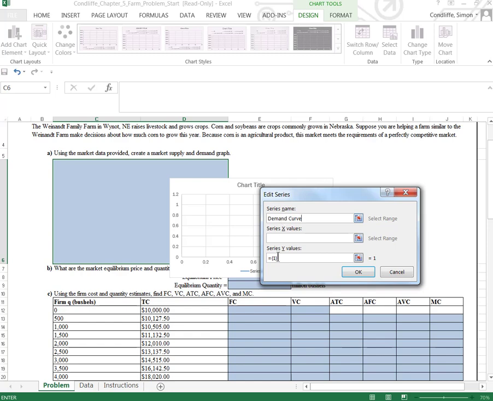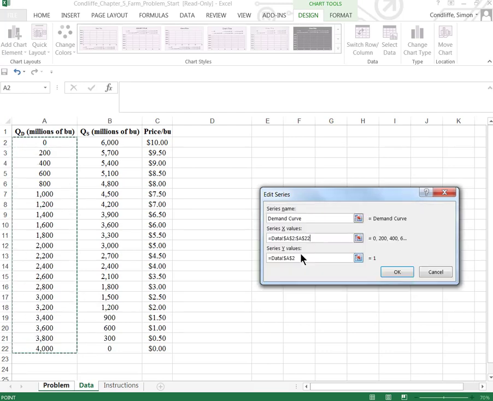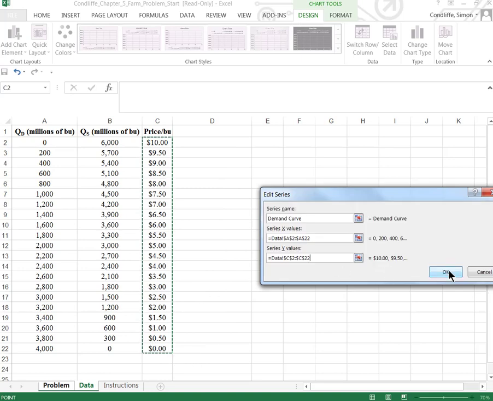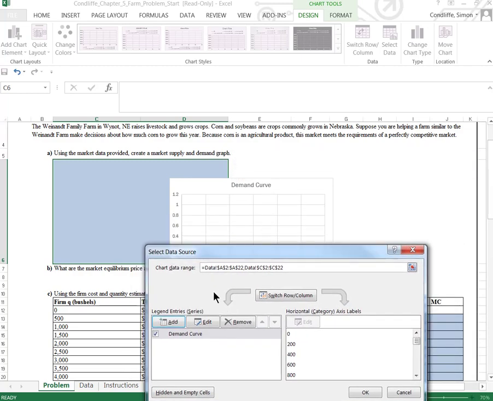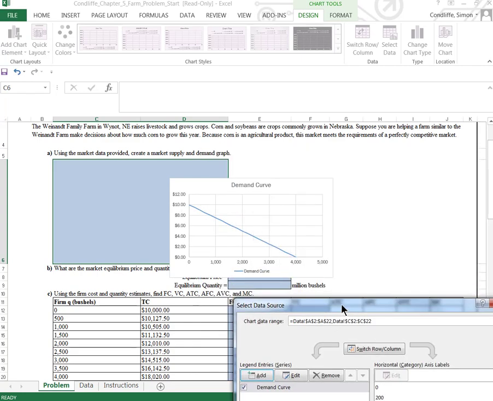The demand curve for the data. So we're going to have quantity demanded on the X, and we're going to have price on the Y. So there's our demand.